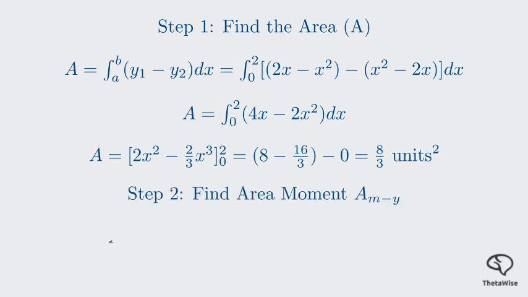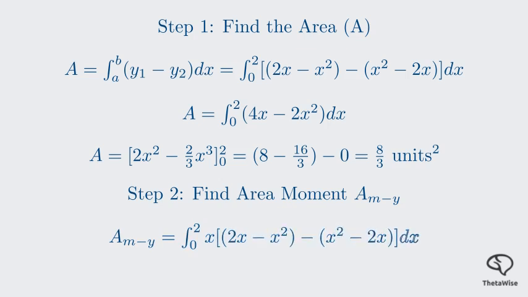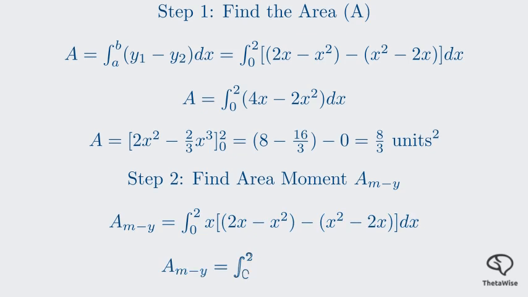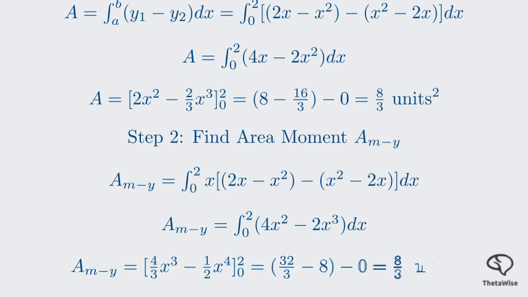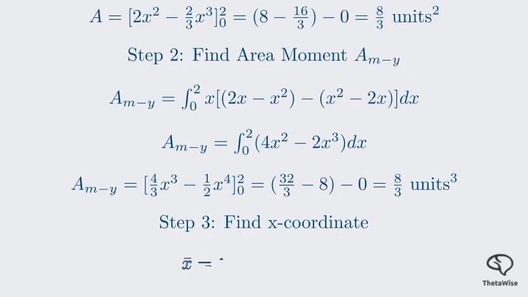Now for the area moment about the y-axis. This is the integral from 0 to 2 of x times (y1 minus y2) dx. Again, simplifying gives the integral of 4x squared minus 2x cubed dx. Integrating gives 4 over 3 x cubed minus 1 over 2 x to the fourth. Evaluating from 0 to 2 gives 32 over 3 minus 8, which is 8 over 3 cubic units. Finally, we find the x-coordinate by dividing A sub My by A.